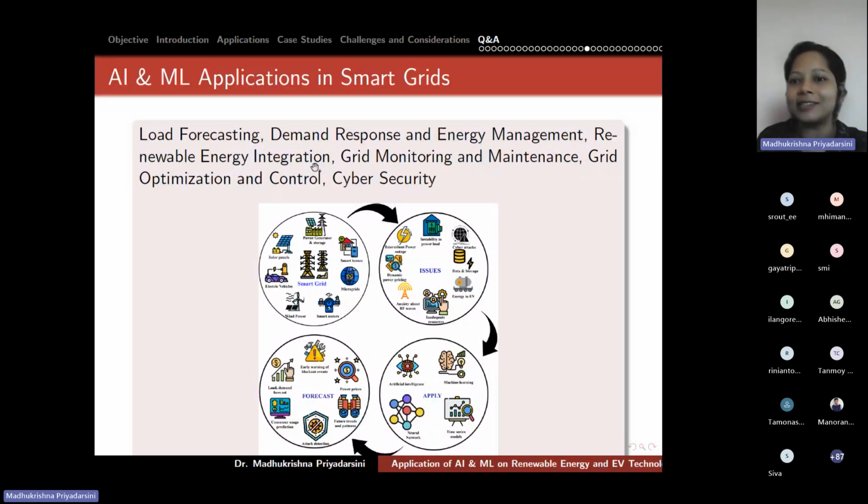So basically, I have worked on this one, cyber security, and you better know how the grid monitoring and maintenance is done, because I have less exposure to that. And then demand response energy management is done. So all these AI/ML techniques can be implemented in all these application fields of your smart grids.